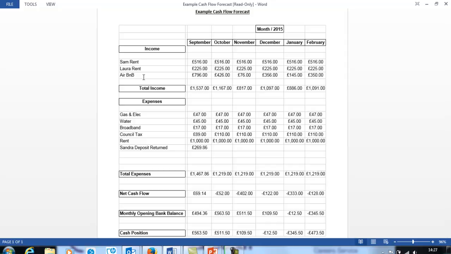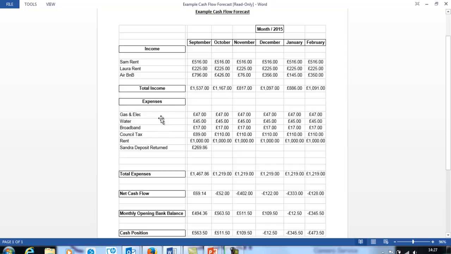Well, it's really a payment from Airbnb rather than a rent. So you've got rent coming in from Sam, rent coming in from Laura, and then this is the income that they're forecasting. So this is all income, this part here, under the heading income. So underneath, what you then do is you total all that income.